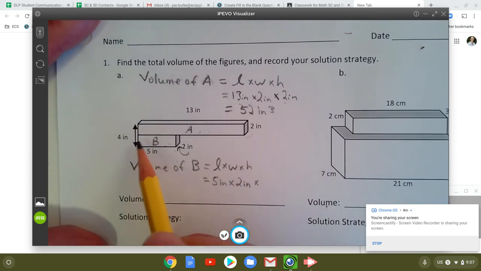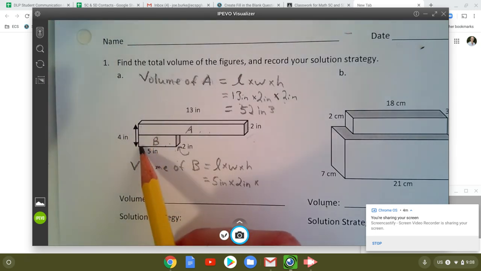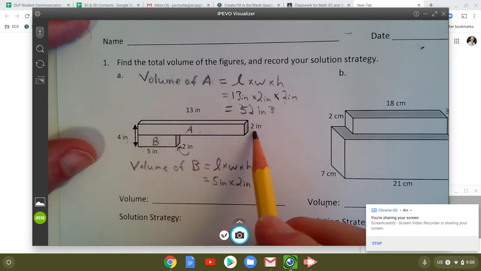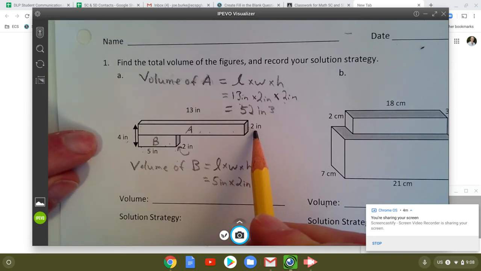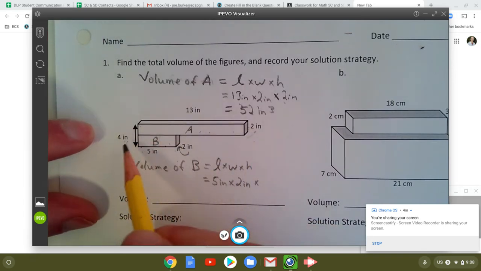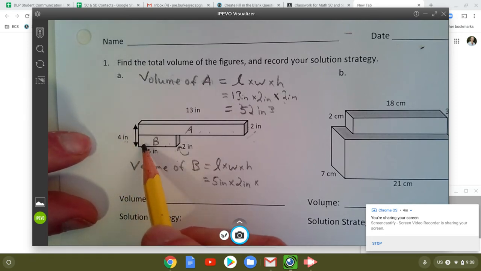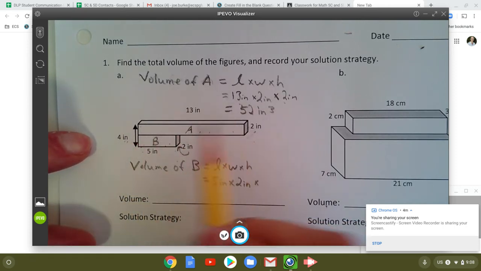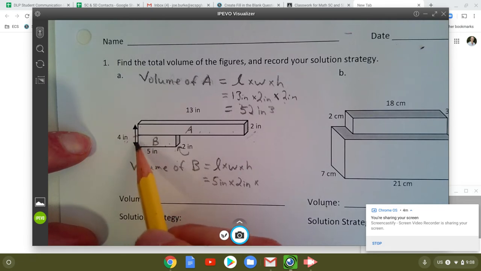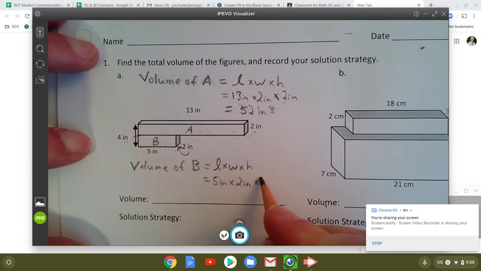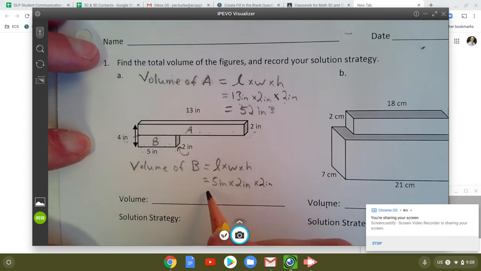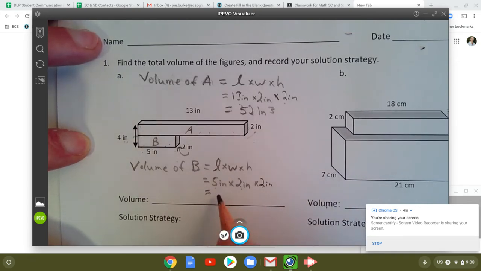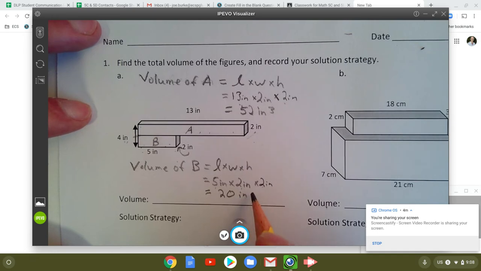And the height's a little bit tricky because the height of both of these rectangular prisms put together is 4 inches. The height of this A is 2 inches. So the height of both of them put together is 4. So the height of just B is 4 minus 2, which is 2. So just this little piece there is just 2 inches. And that's kind of the trick. All right. 5 times 2 is 10, times 2 is 20. So that's 20 cubic inches.